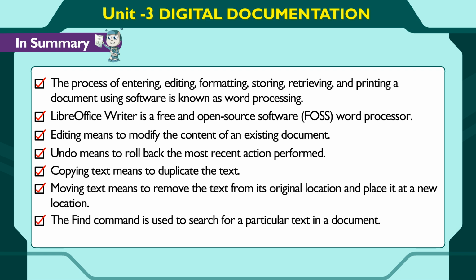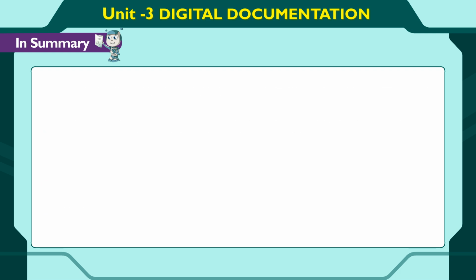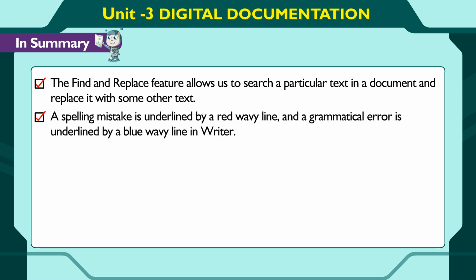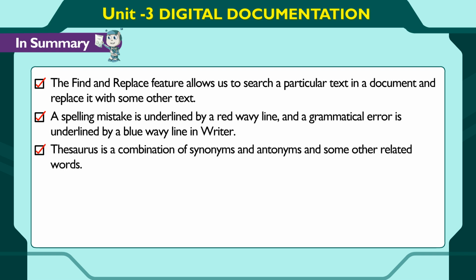The Find command is used to search for a particular text in a document. The Find and Replace feature allows us to search a particular text in a document and replace it with some other text. A spelling mistake is underlined by a red wavy line and a grammatical error is underlined by a blue wavy line in Writer. Thesaurus is a combination of synonyms and antonyms and some other related words.